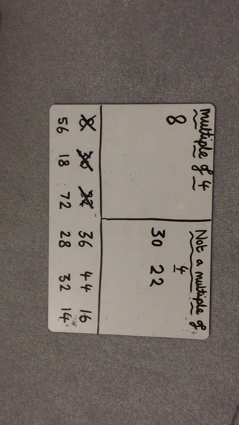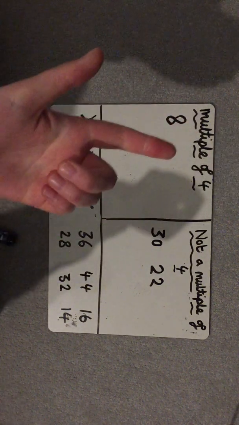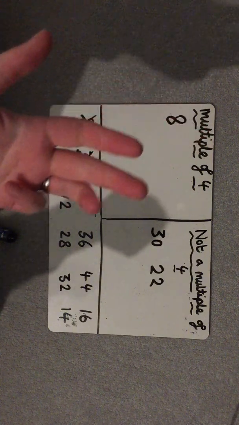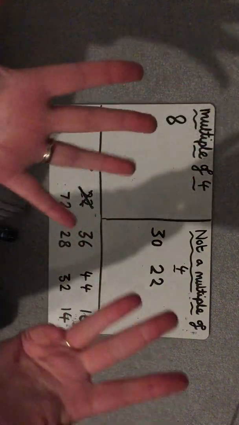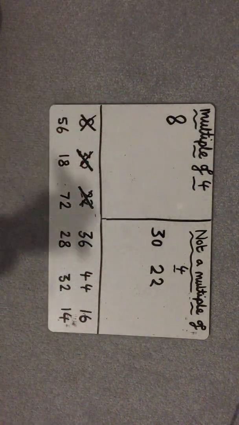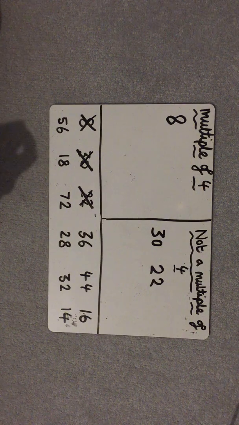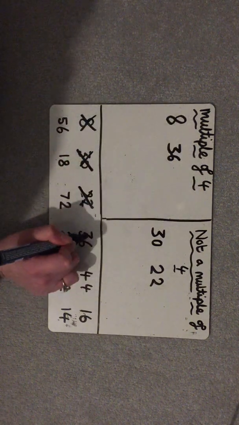Last one, 36. Where's that one going to go? Counting together. 4, 8, 12, 16, 20, 24, 28, 32, 36. I landed on it. 9 times 4 is 36. So where is it going to go? Point to it on the screen. That one, it's a multiple of 4 as it's in the 4 times table.